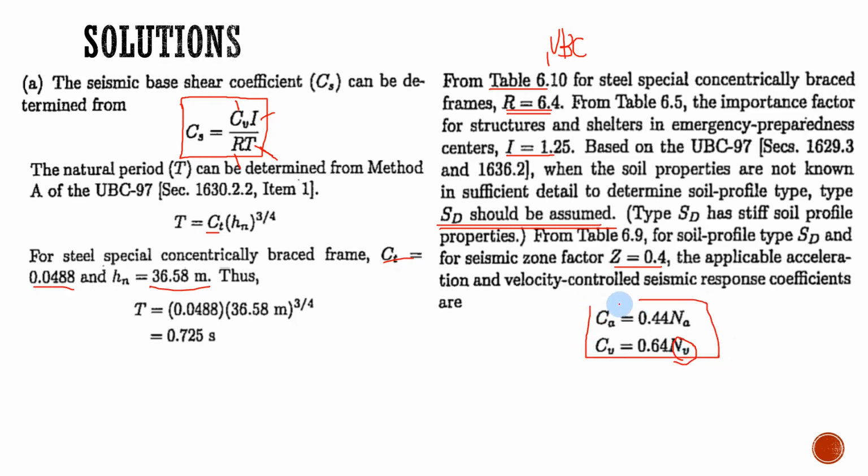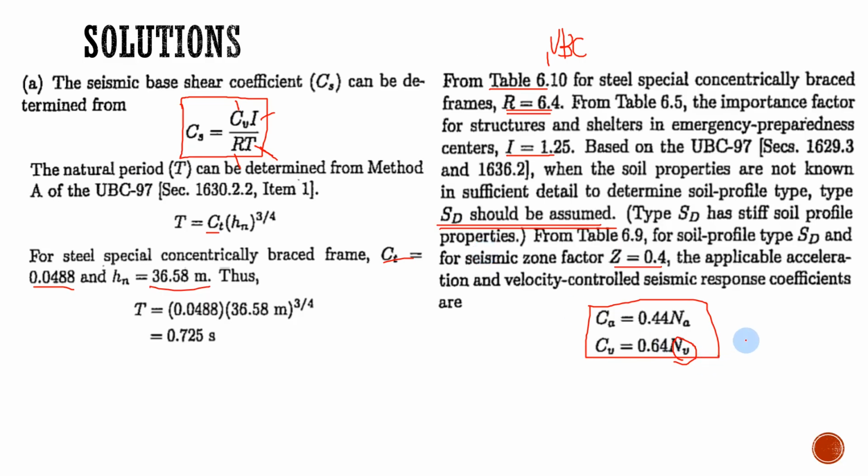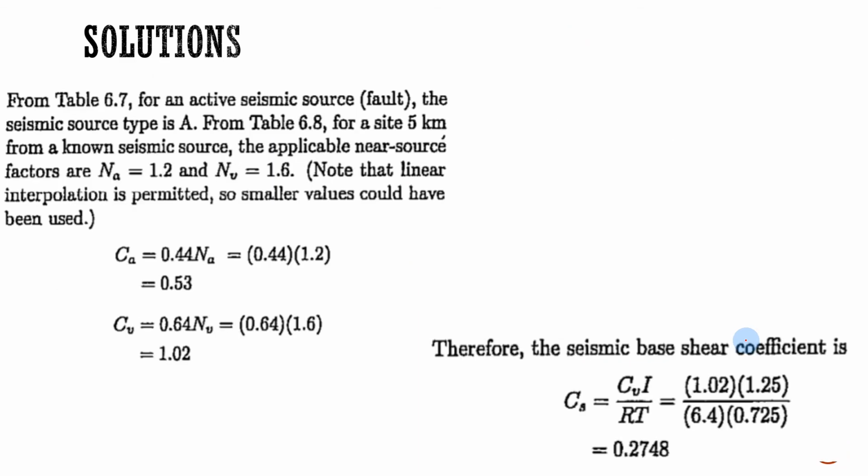So, remember last time. We got 0.44 for NA, then 0.64 for NV. One of the bases for this is the location relative to the active seismic source, which is the 5 kilometer seismic source. So just look at the table. That's the value for CV. From the table, for the 5 kilometer site, we got NA and NV as 1.2 and 1.6 respectively. Then we get CA and CV.